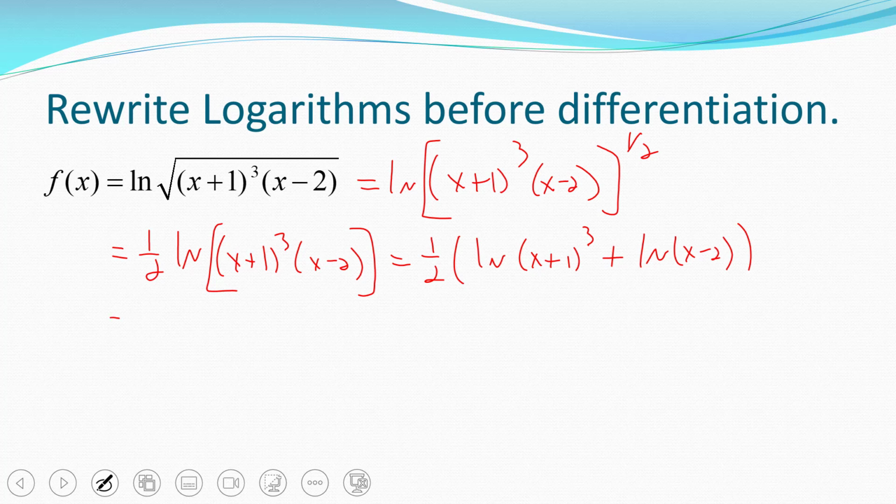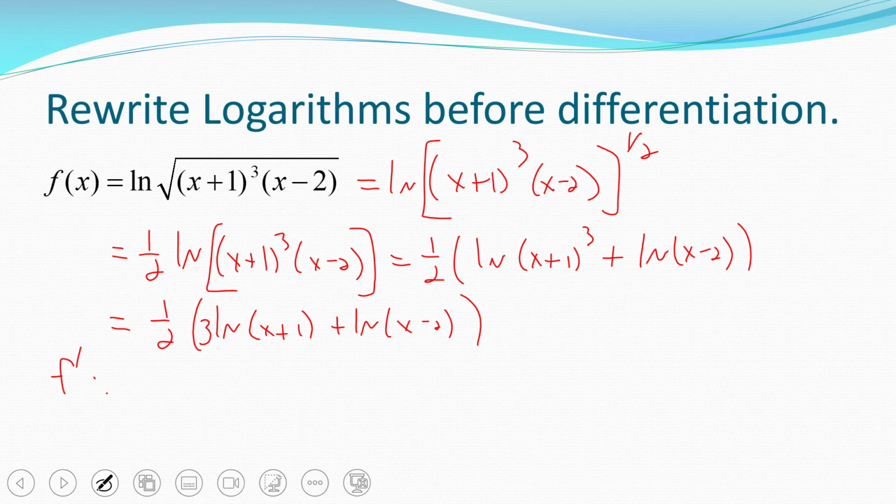But then, when you take the natural log of (x plus 1) cubed, you can bring the power out and get 3 times the natural log of x plus 1, plus then you still have the natural log of x minus 2. This will be a lot easier to take the derivative.